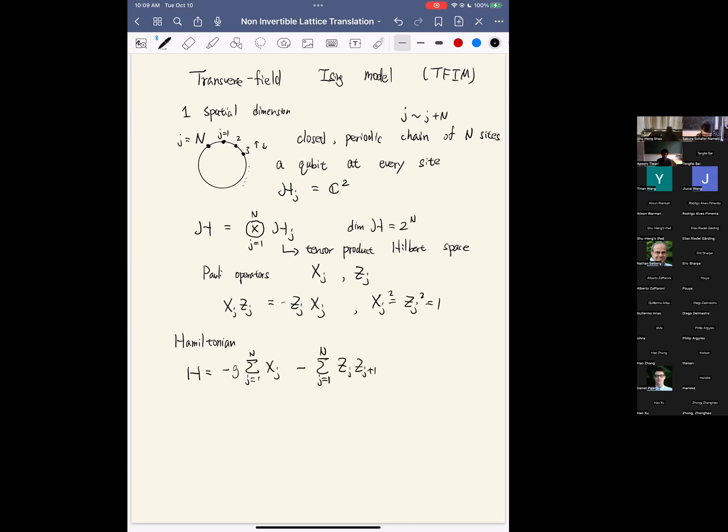All right, so this is the standard Ising model Hamiltonian with the coefficient g. And when j is N, I use the identification to bring it back. So N plus 1 will be identified with 1.